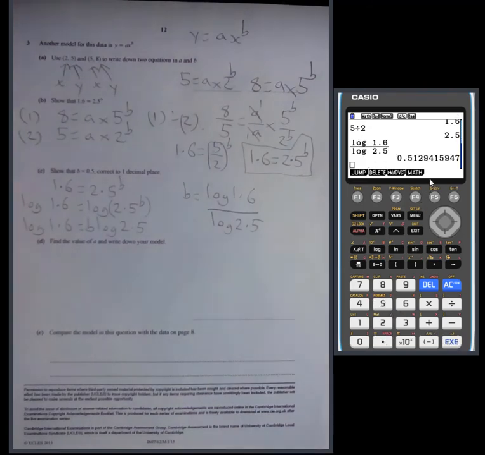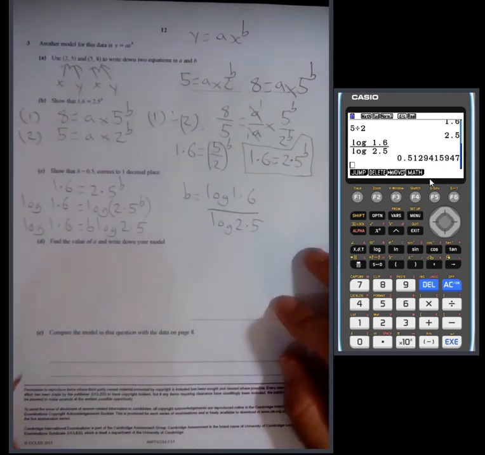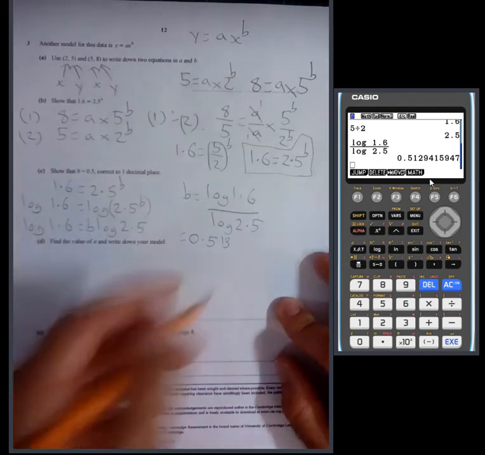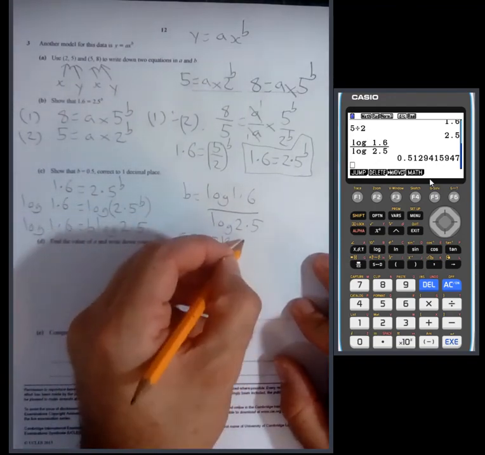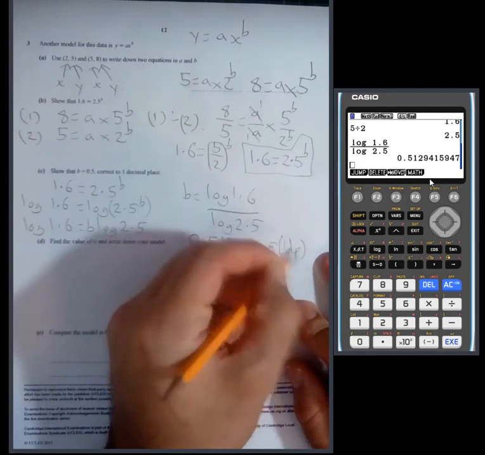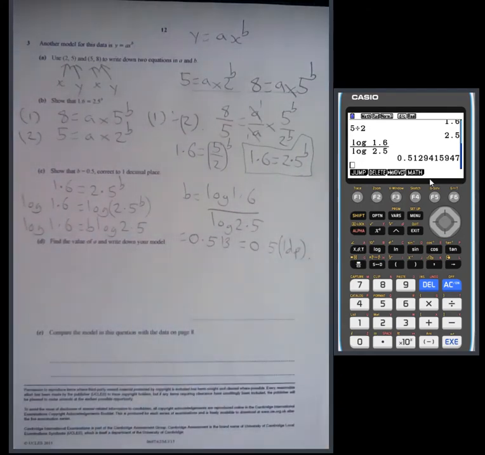And that is 0.513, which is 0.5 to one decimal place. I always think if they're showing that something equals a certain number to a specified degree of accuracy, if you show a bit of rounding, I think that really helps. Find the value of a and write down the whole model.